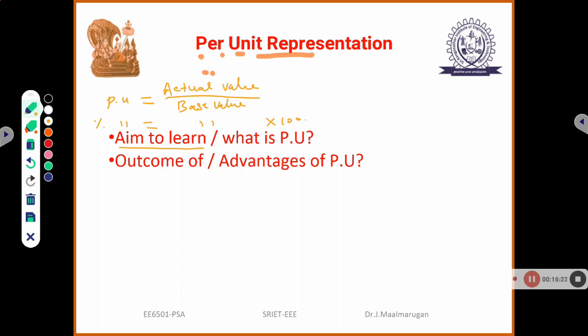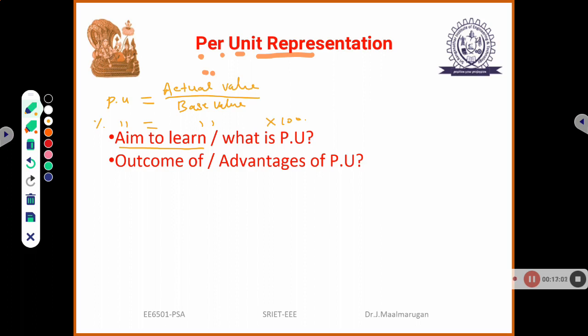So what is the outcome of per unit, that is, the advantage of per unit? That is also important. There is less chance of confusion between line and phase quantities. In case we go for per unit, the confusion of line and phase quantities is minimized. Also the per unit quantities on either side of a single phase transformer are the same. At the same time, on either side of a three phase transformer they are also the same, regardless of star to star, star to delta, or delta to delta transformer. So that is the concept.